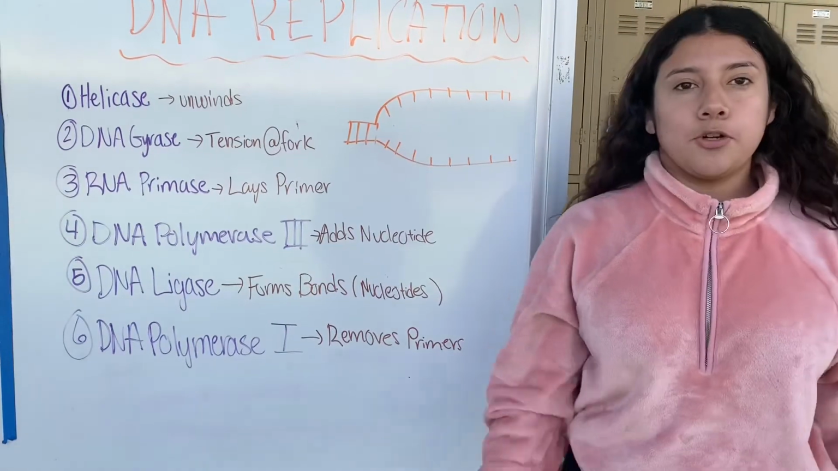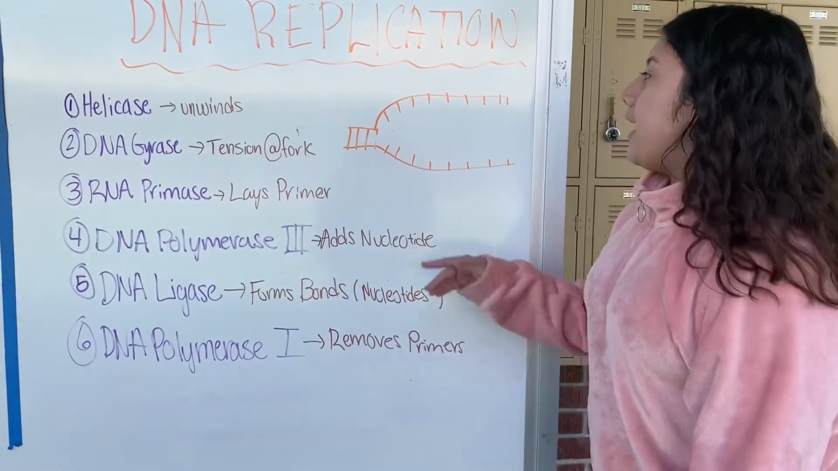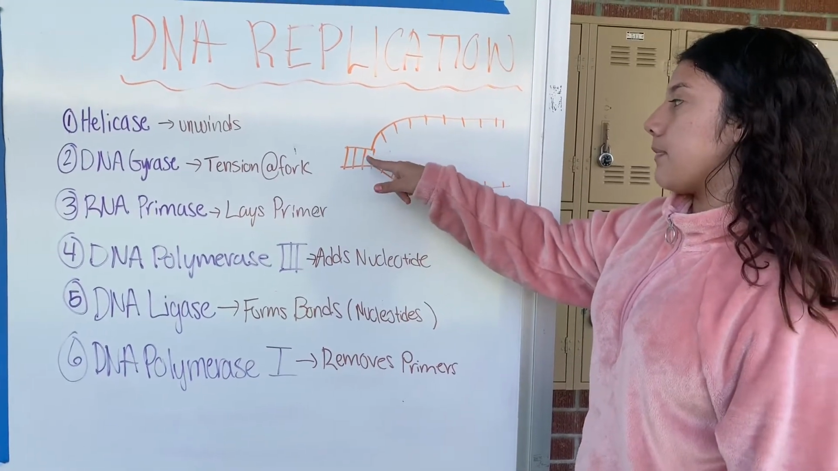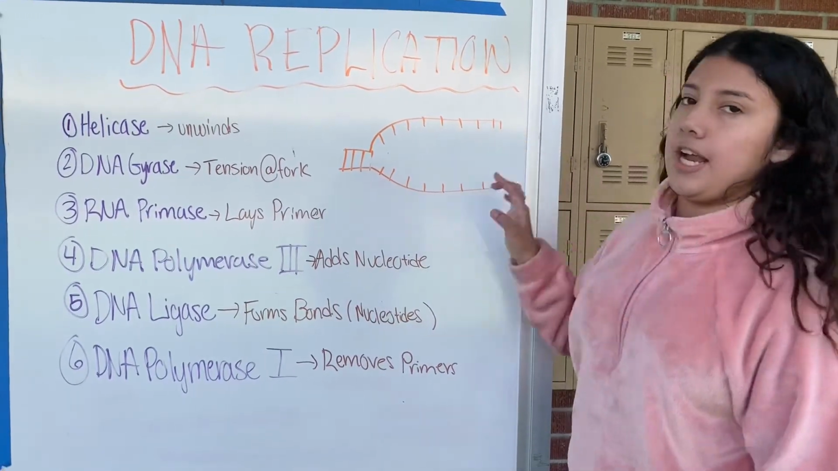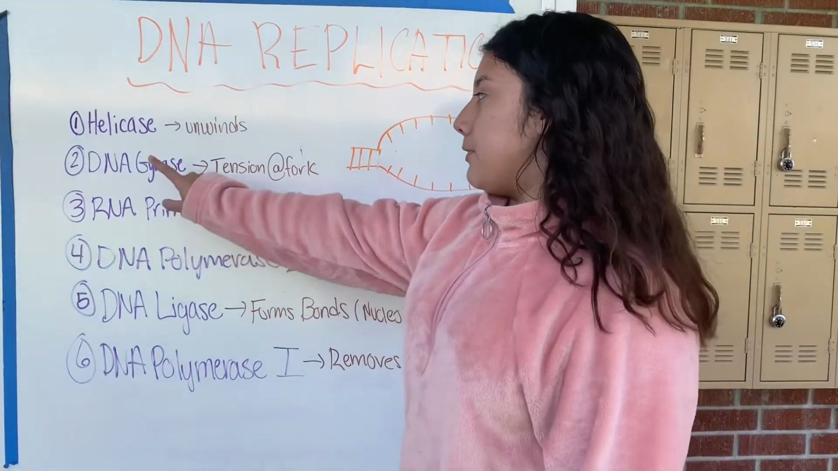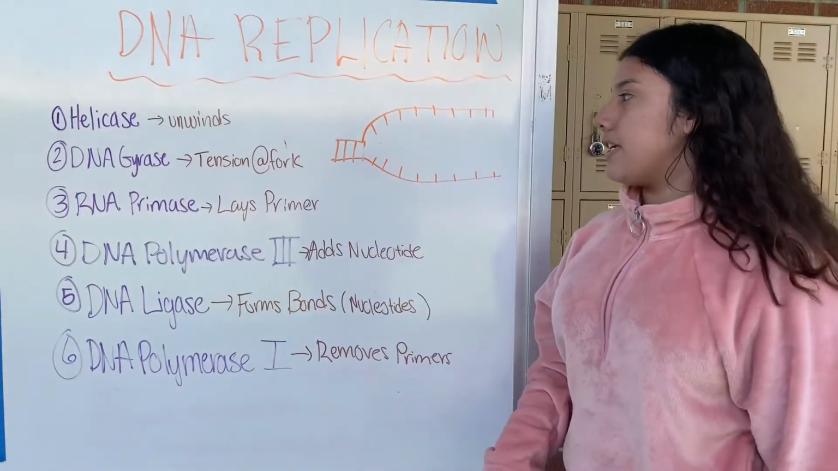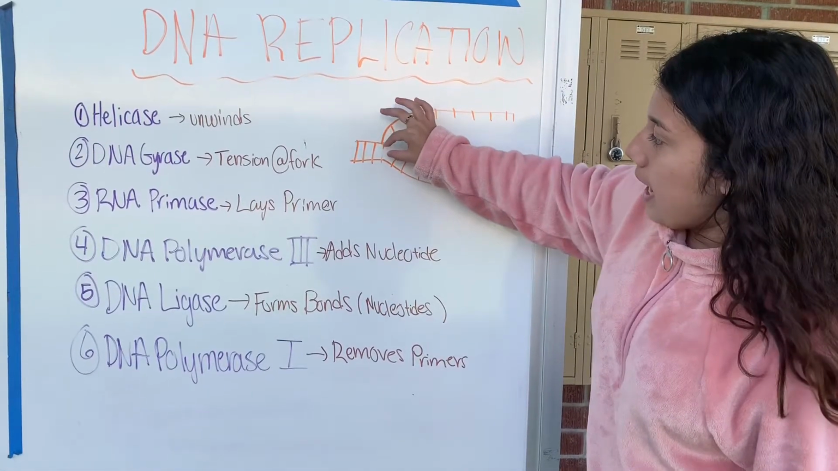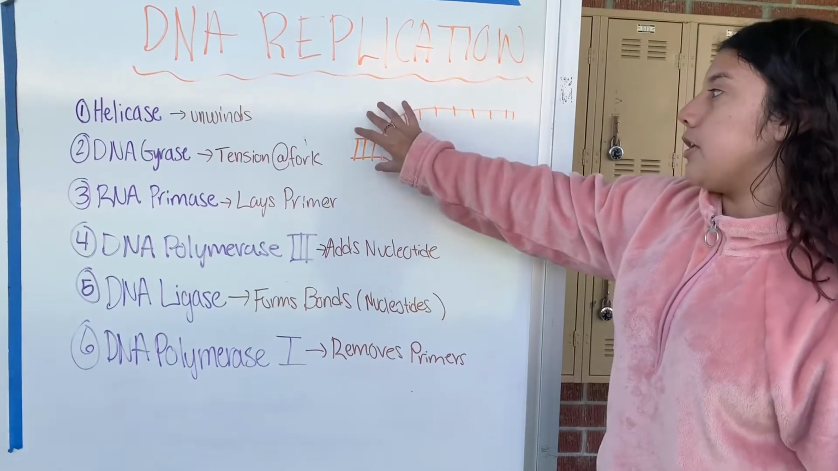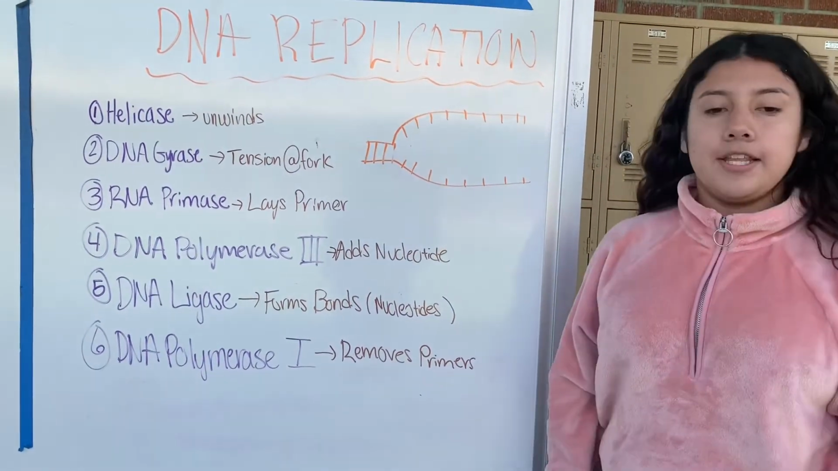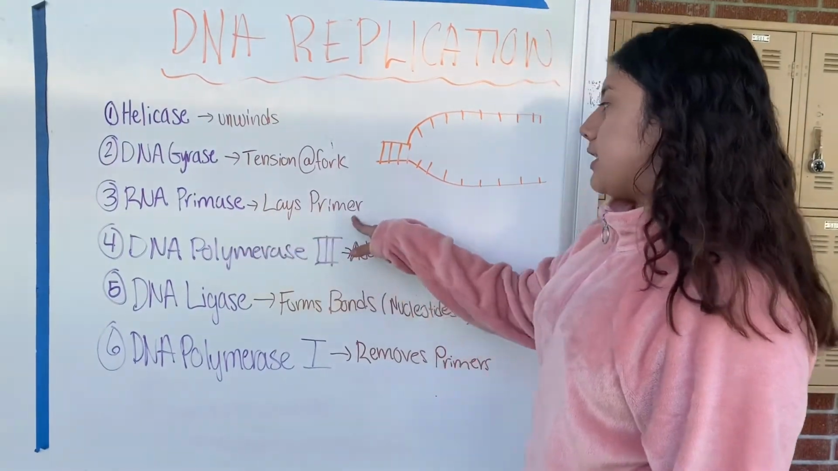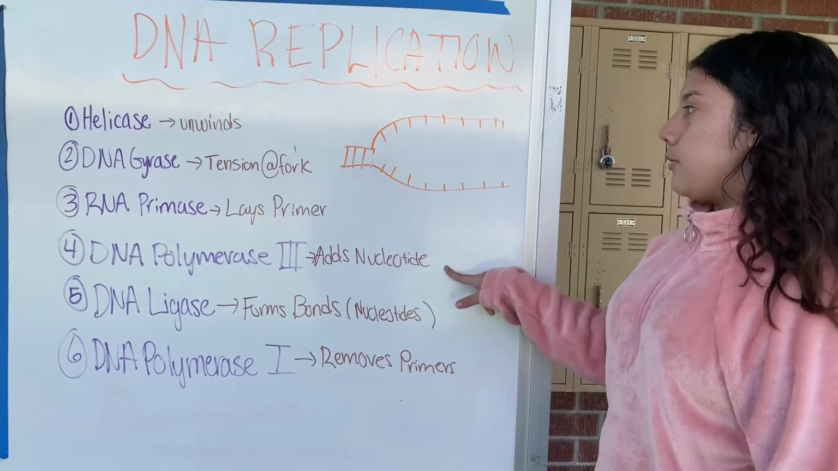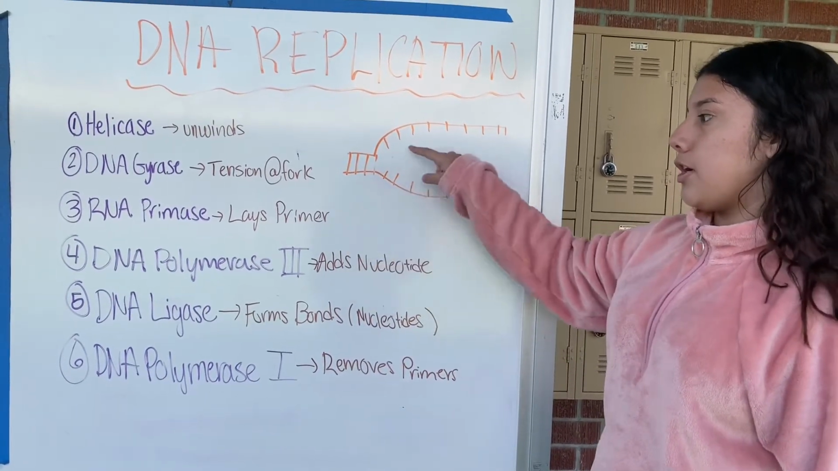Replication goes from 5 to 3 prime, and for that reason DNA replication occurs in opposite directions in each strand because they're anti-parallel. Now we have DNA gyrase, which helps relieve tension at the replication fork because of everything that's occurring here. It helps this continue to separate into 2 strands. Then we have DNA primase, which lays down the primer. A primer is necessary for DNA polymerase III to add nucleotides because it is unable to start on its own.